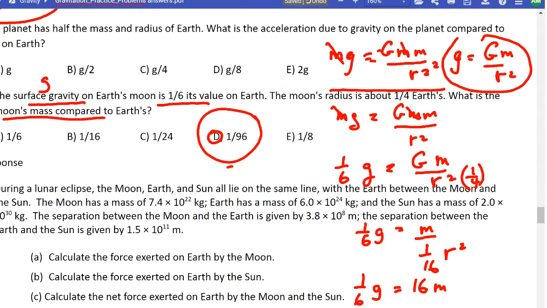Just to recap, they talked about surface gravity, so I have no choice but to use this. Cross out the little m. 1/6 g is what we're told, and 1/4 of the radius. What's the mass of the moon? So 1/6, and the 1/4 gets squared, because the r is squared. You get 1/16. Multiply top and bottom by 16, and you'll get that. Divide both sides by 16. 16 times 6 is 96, and that is it.